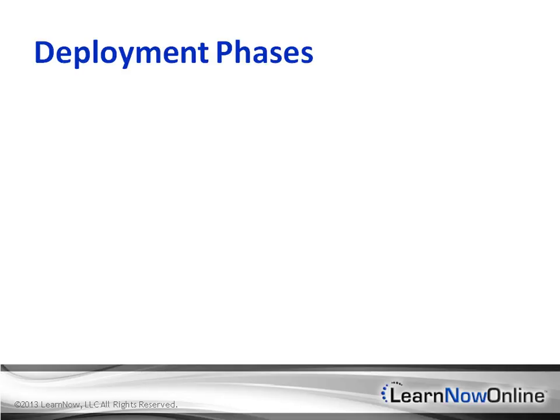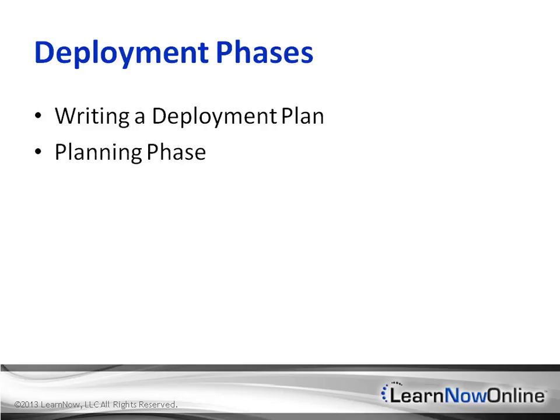So now that you've taken a look at the planning side, we're going to take a look at the deployment phases. These are the phases that you're going to need to do to successfully get your SharePoint rolled out to your users and to your organization. The first one is, unfortunately, writing a deployment plan. Lots of writing and planning involved in this, so we're going to go through all the different pieces there.